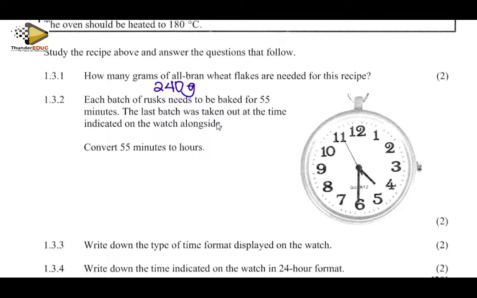Convert 55 minutes to hours. We divide by 60. 55 divided by 60 is approximately 0.92. We're rounding off to 2 decimal places, which is approximately an hour. So if you round off to whole numbers.